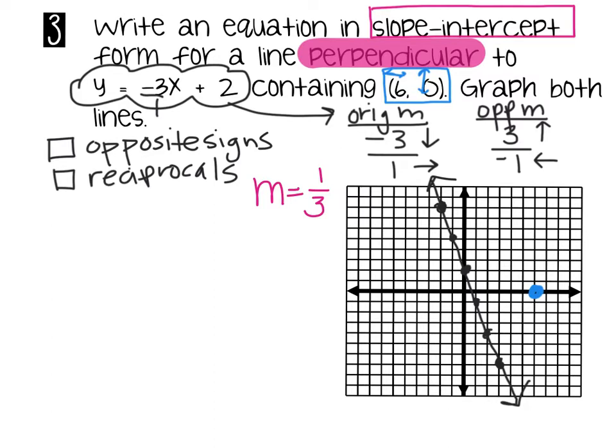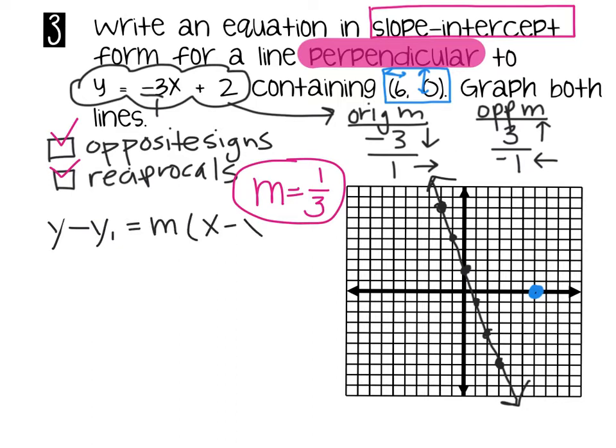We'll do a double check and we'll say, okay, their slope is negative and mine is positive, so I've met the opposite signs qualification. Their slope is -3/1 and mine is 1/3, so I've met the reciprocal qualification. The slope I'm going to use for my line is 1/3. Now I go back to my point-slope formula. Whoops, excuse me. Made a mistake there. y minus y sub 1 equals m times (x minus x sub 1).